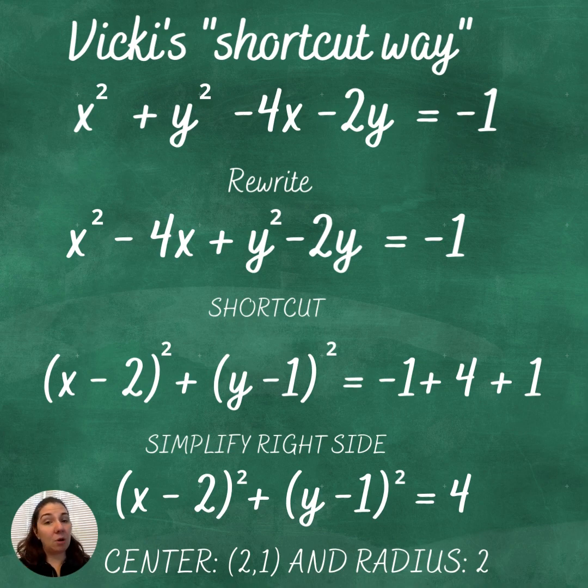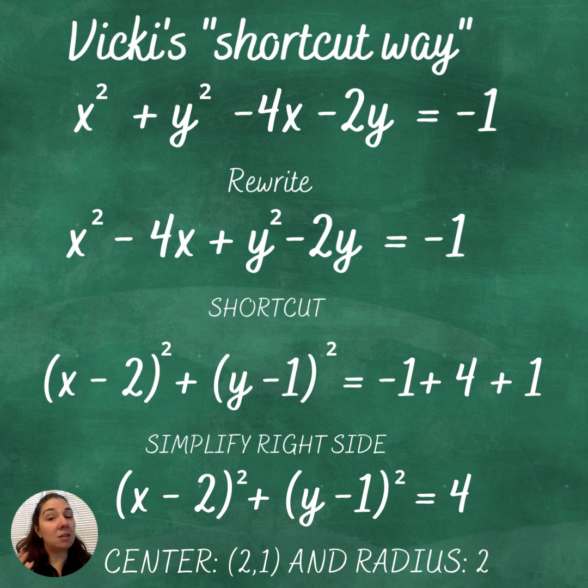So the first thing I would want to do is rewrite. So the x's are with the x's and the y's are with the y's. So I have x squared minus 4x plus y squared minus 2y equals negative 1. Then, like I said before, I do not make the trinomial on the left side. I automatically go into the factoring because the parentheses will be the number in front of your x halved. So in the x parentheses, because the number in front of your x is negative 4 and half of negative 4 is negative 2, the x parentheses is going to be x minus 2 squared.